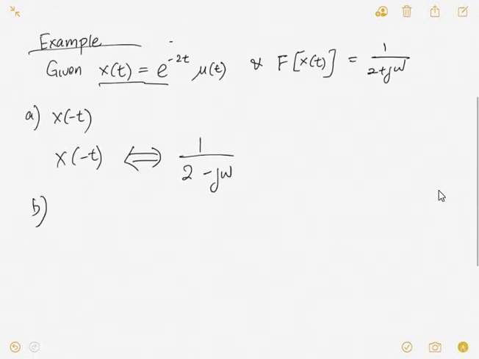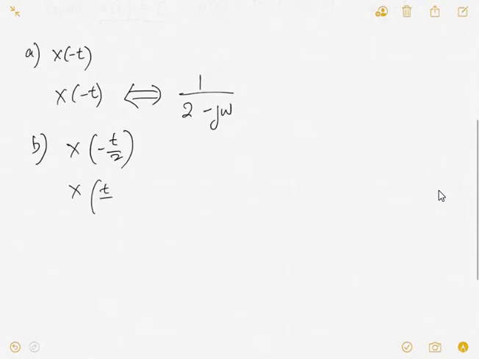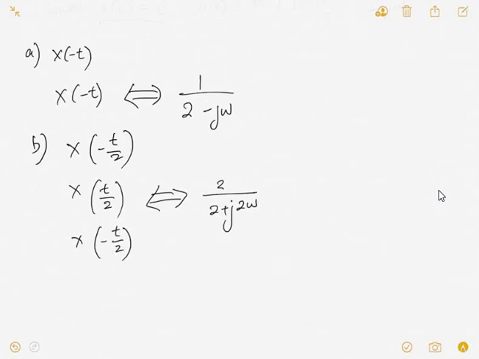Okay, next question. If I have x(-t/2). As you know, x(t/2), this t over 2 refers to the scaling. You get it from the previous question: 2 over 2 plus j 2 omega. And then x(-t/2), you get what? You get the reverse, right? 2 over 2 minus j 2 omega.